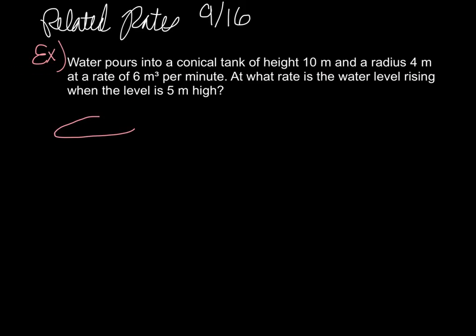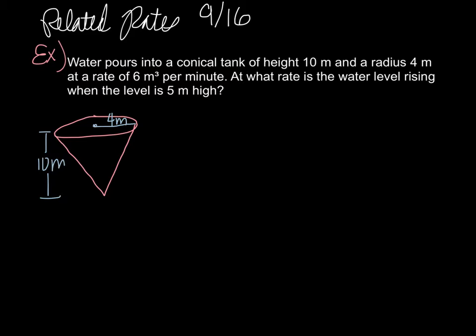So we have a cone, and we know some things about this cone. The cone's height, like the total height, is 10 meters. This is a pretty big cone, pretty big tank. And we know that the radius is 4 meters. So those are fixed values, like that's just the size of the cone.